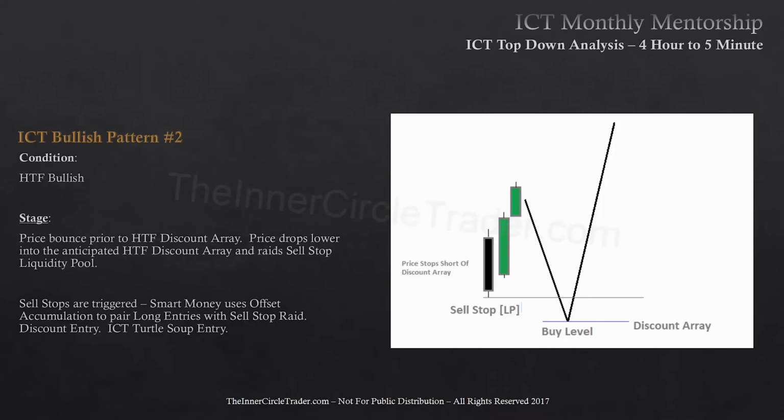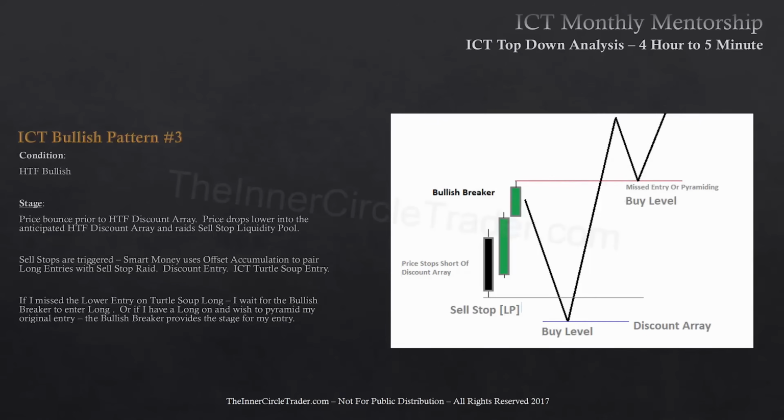I buy down there at the discount array because now I have a better feeling that price should rally because it's taken out stops. It went to my logical discount array, and this is turtle soup. And the bullish pattern number 3, which is basically the same pattern I've just shown you, but in the event that I did not get that entry down there on the turtle soup, which is the reason why I tell you, don't worry about it. If you can't get that level down there, fine. This is the pattern that I use.